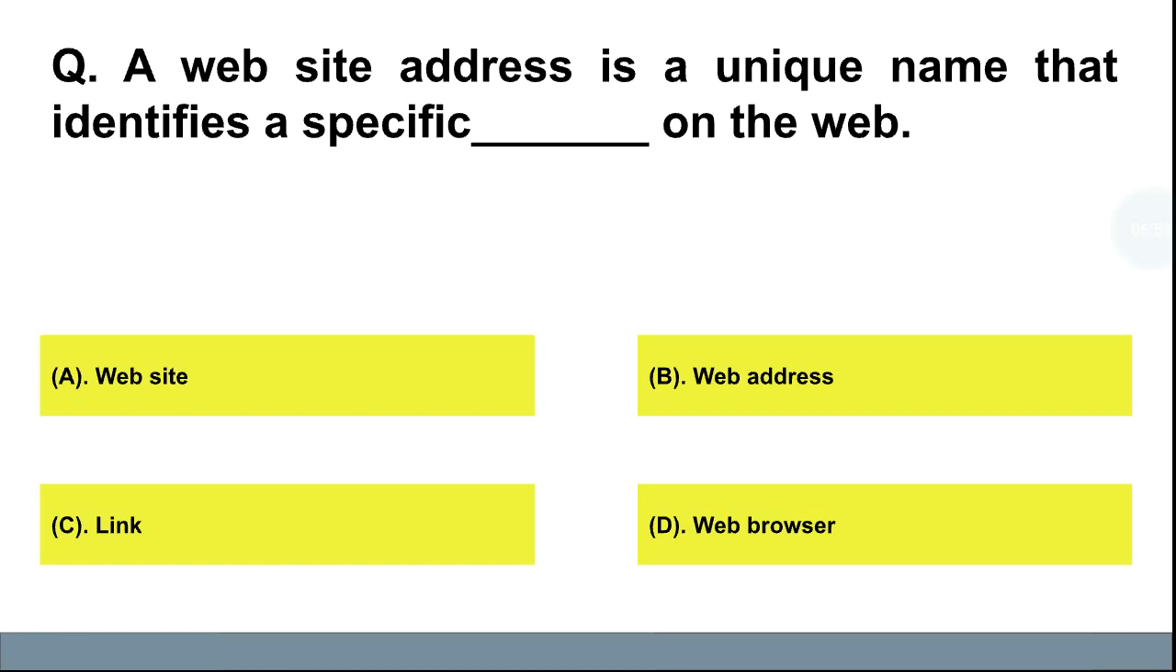Next question: a website address is a unique name that identifies a specific page on the web. Option A, website, option B, web address, option C, link, and option D, web browser. And the correct answer is option A, that is website.